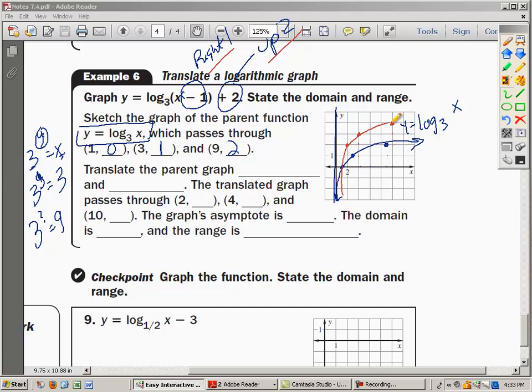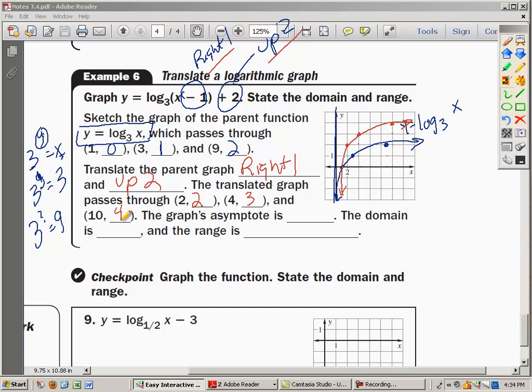Now, the asymptote is much harder to see, but we're going to translate the parent graph right by 1 unit and up by 2 units. The translated graph will then pass through the point... where are my numbers here? This takes the point 1, 0 and moves it over 1 and up 2, so that would be the point 2, 2. All right. The next will be 4, 3, and the last will be 10, 4, because again, we moved it right 1 and up 2.